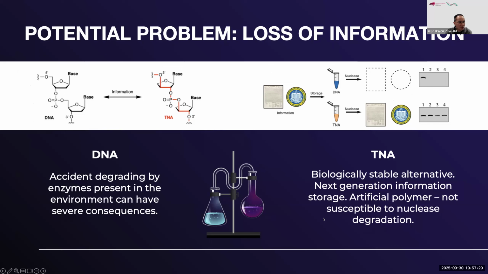The potential problem for using DNA is the loss of information. Although DNA is stable, it can still have accidental degradation of information in there. If there is an enzyme present in the environment, that can have severe consequences. TNA is a sugar variant, where it's a different type of sugar in the subunit of the nucleic acid. So it's a biologically stable alternative. It's a next generation information storage. As an artificial polymer, it is not susceptible to nuclease degradation.